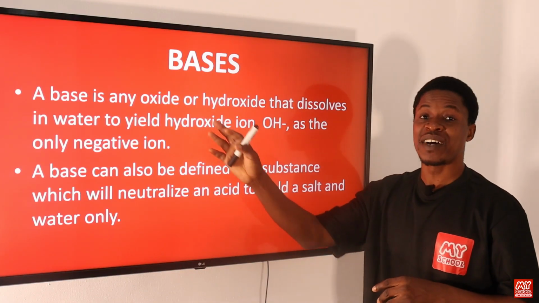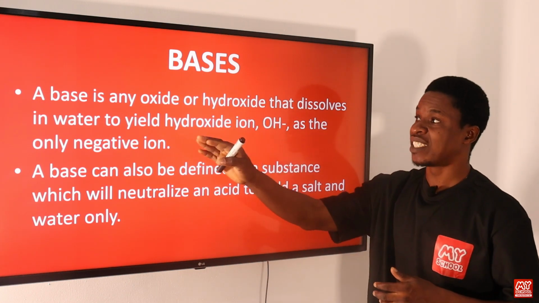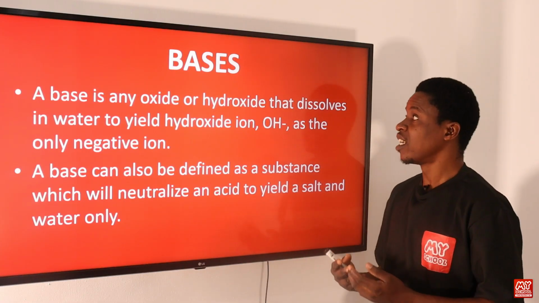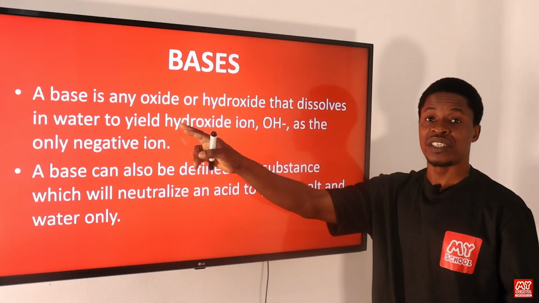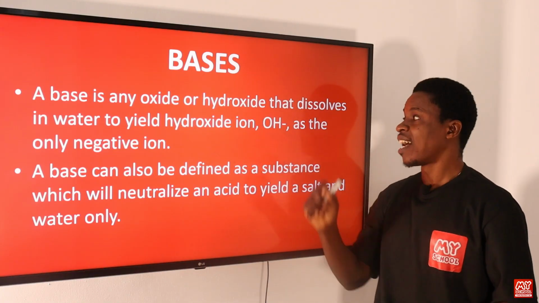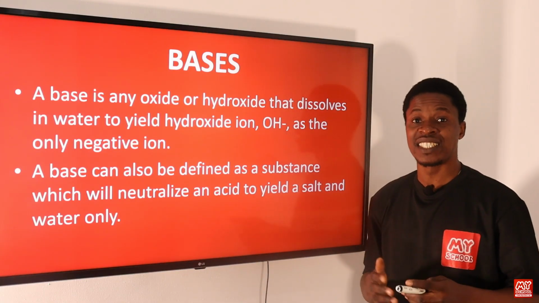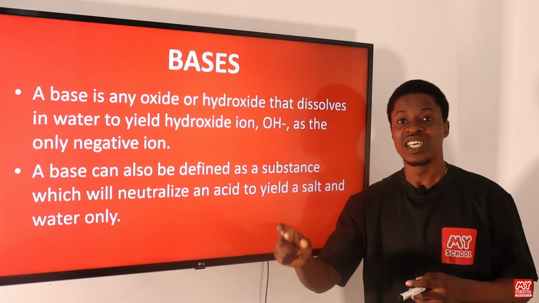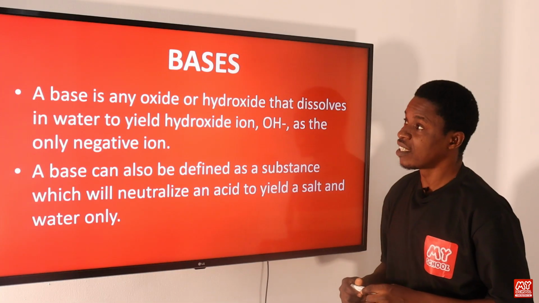So whichever definition you give for bases, this will serve. Bases are oxides or hydroxides that dissolve in water or in aqueous solution to yield hydroxide ion as the only negative ion. Or bases are substances that react with acid in a neutralization reaction to produce salt and water only as their product. Let's move on to the next slide.